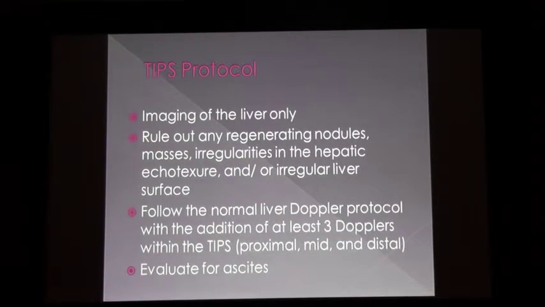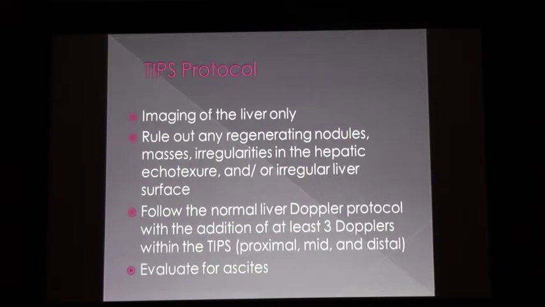So for our TIPS protocol, we only need to be doing imaging of the liver, which I think some of us have been all over the board there. But imaging of the liver, rule out any regenerating nodules, masses, irregularities in the hepatic echo texture, and irregular liver surface. These patients are typically cirrhosis patients. They have an increased risk of HCC.